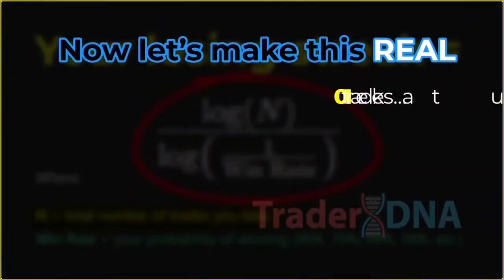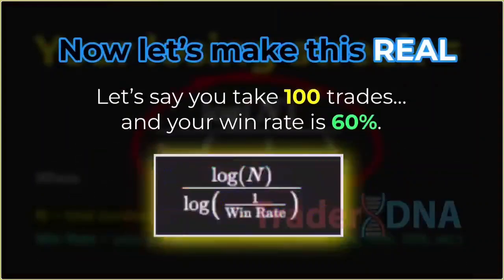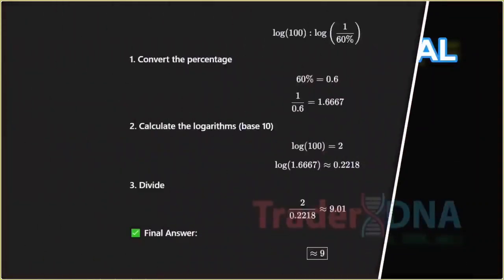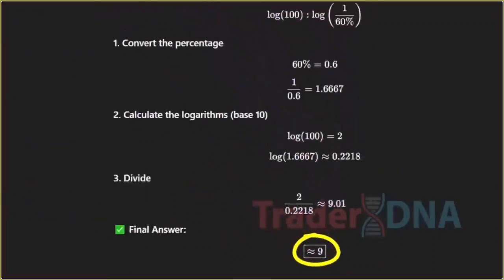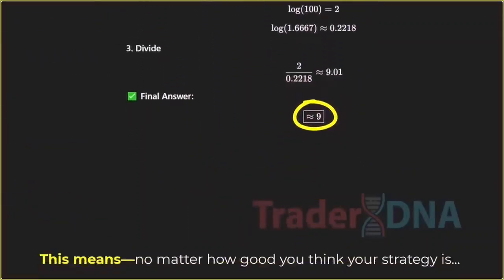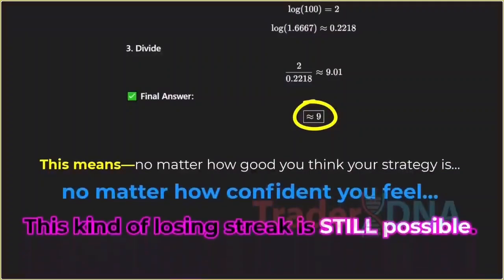Let's say you take 100 trades and your win rate is 60%. You plug that into this formula, what do you get? Your losing streak can go up to around 9 consecutive losses. 9. Back to back. Now think about how powerful this is. This means no matter how good you think your strategy is, no matter how confident you feel, this kind of losing streak is still possible.